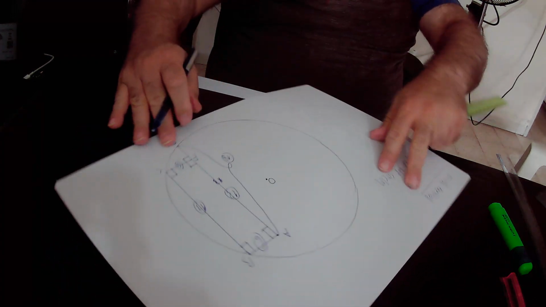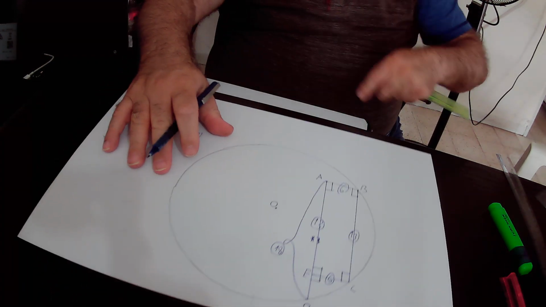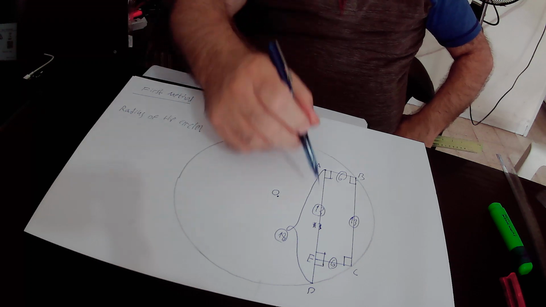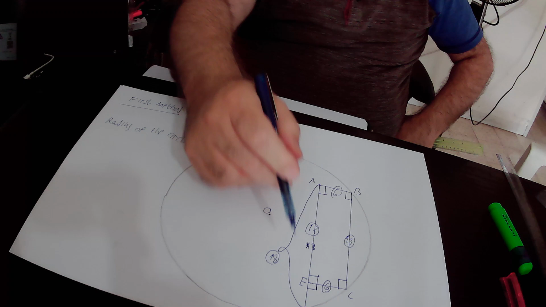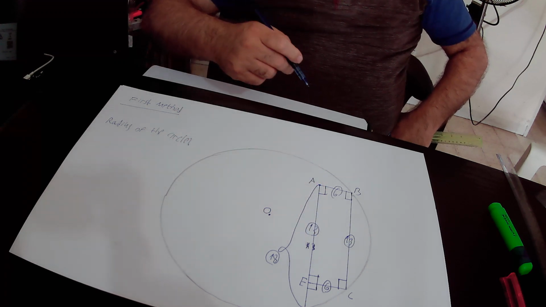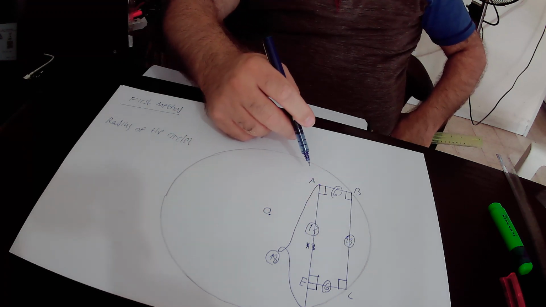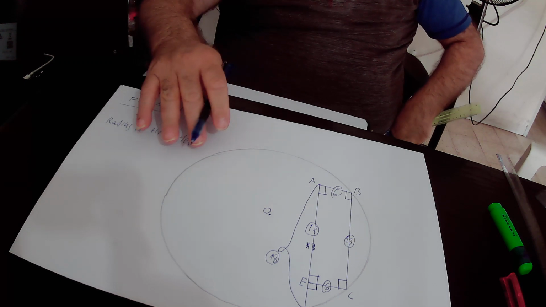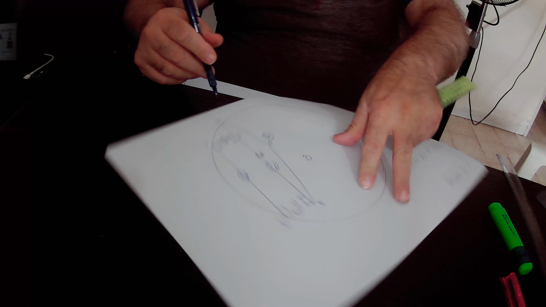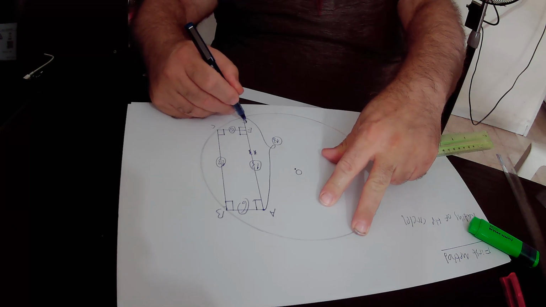And what is the length of line segment ED? Line segment ED is equal to AD minus AE. AD equals 18 units, AE equals 13 units, and AD minus AE is 18 minus 13, that is 5 units. So ED equals 5 units.